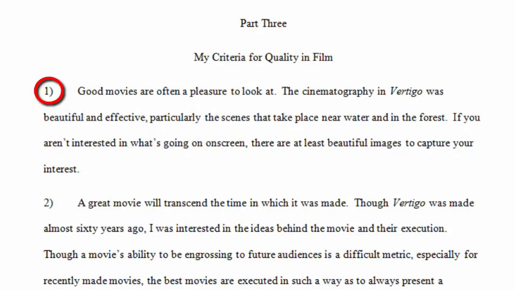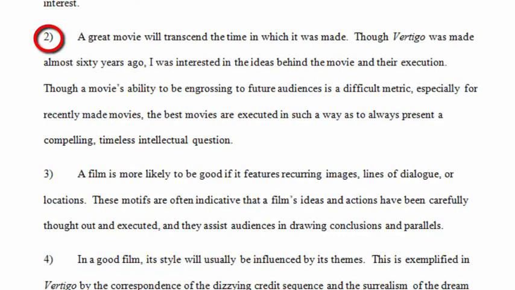Now, number two. "A great movie will transcend the time in which it was made." Now we must justify that criterion. "Though Vertigo was made almost 60 years ago, I was interested in the ideas behind the movie and their execution. Though a movie's ability to be engrossing to future audiences is a difficult metric, especially for recently made movies, the best movies are executed in a way as to always present a compelling, timeless, intellectual question." So there, the criterion is transcending time, and the way in which this viewer, student author says it does so is through its intellectual questions.